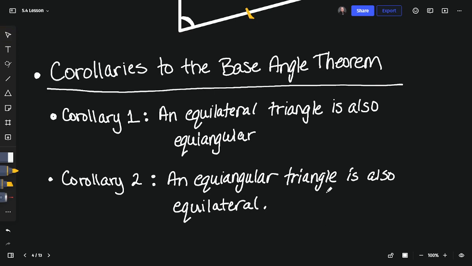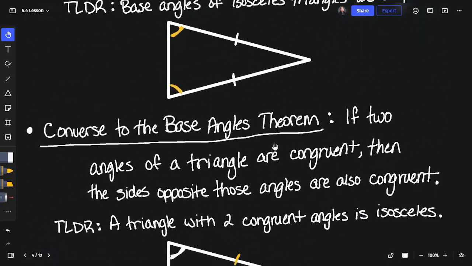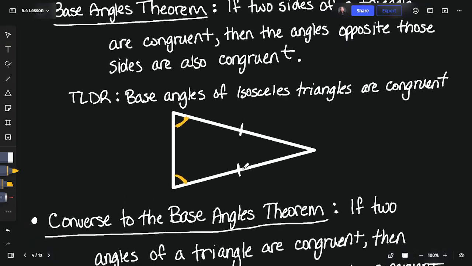There's also a couple of corollaries to the base angle theorem. Corollary number 1 says that an equilateral triangle is also equiangular, and the converse of that corollary is an equiangular triangle is also equilateral. And that follows pretty clearly from the definitions of those theorems. An equilateral triangle would have all three sides be the same length. And if all three sides are the same length and all of the angles across from those sides are also the same measure, then all of the angles and all of the sides have to be the same.